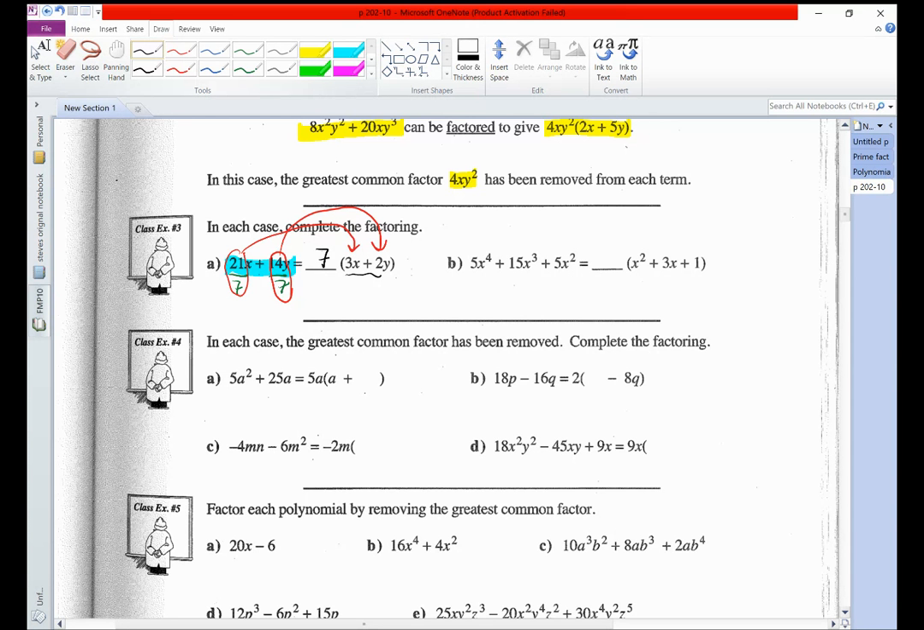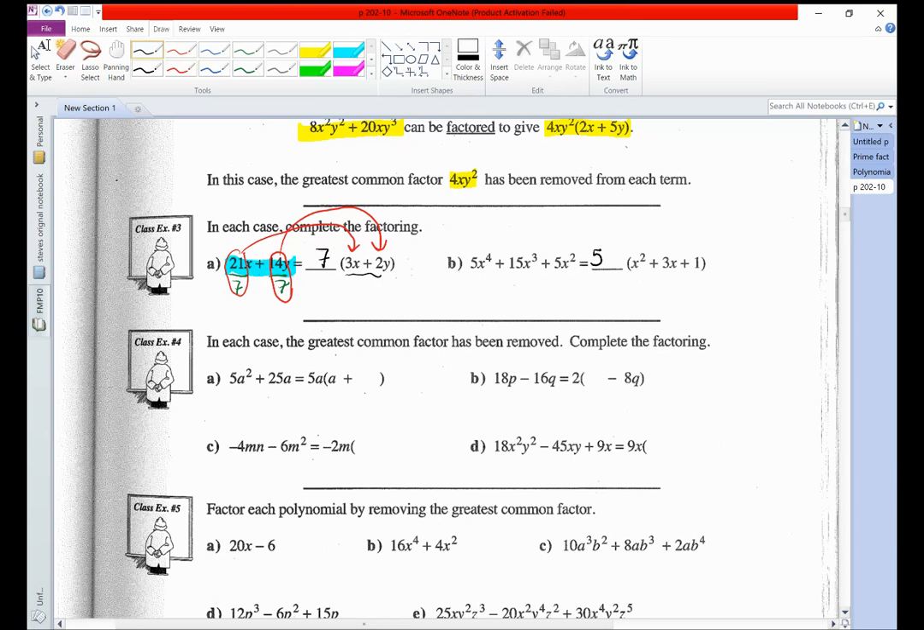All right. So the next one is 5x to the power of 4 plus 15x cubed plus 5x squared. What's the biggest number we can divide out of all three of those? Well, two of them are a 5 and the middle one's a 15, so we can pull 5 out just fine. Can we take any x's out?